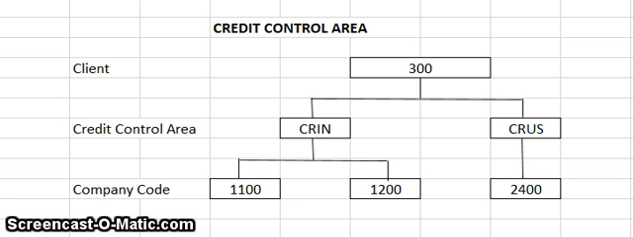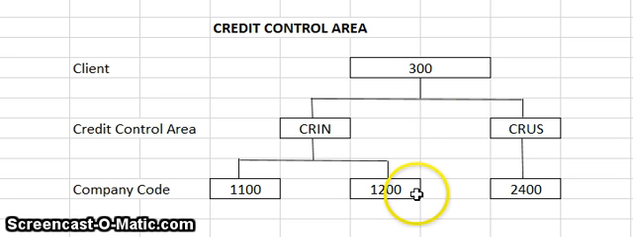This is a hypothetical situation, so you've got the client here, which we've just given a number of 300. And under this particular client, you have two credit control areas. So one credit control area would be credit control for India, and another credit control area would be credit control for US. Both of those fall under the client 300.